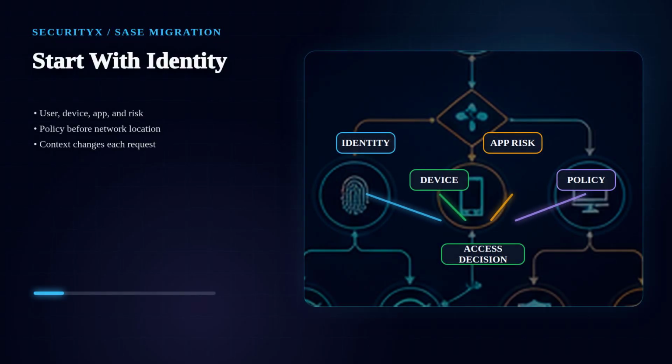SASE migration is not just a network project. The policy model should start with identity, device posture, application sensitivity, user risk, location, and session behavior. The access decision becomes identity aware instead of office aware.